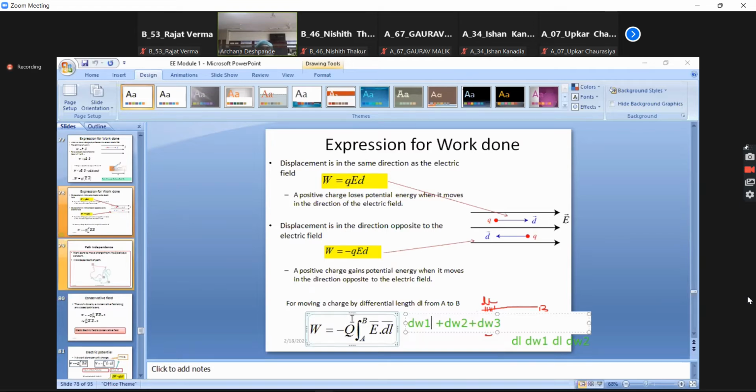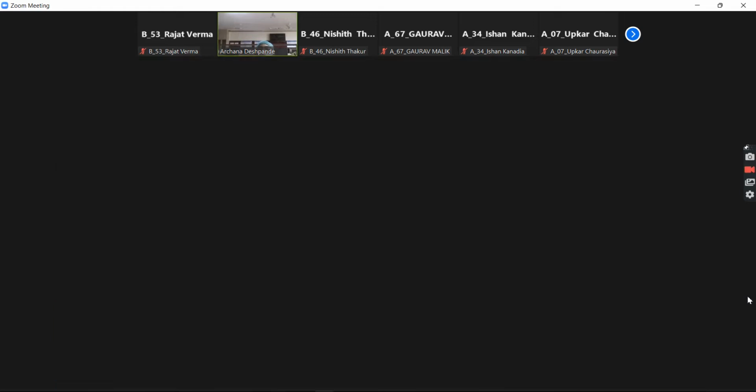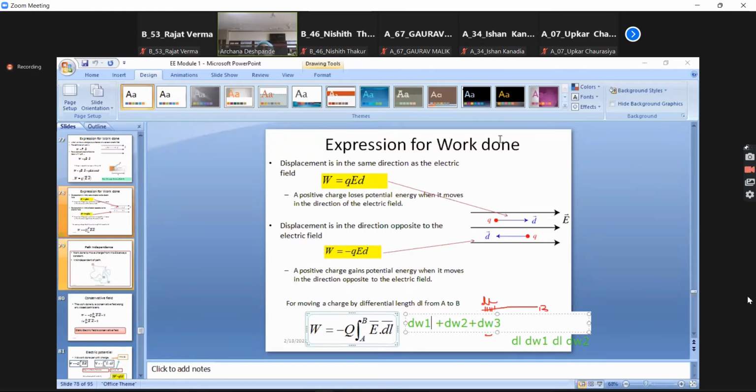What is the meaning of this formula? Is it clear? Yes, ma'am. Means to find the total distance of charge.